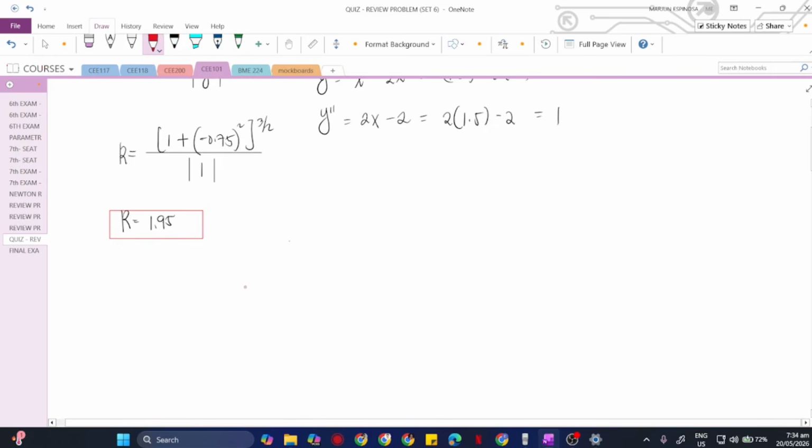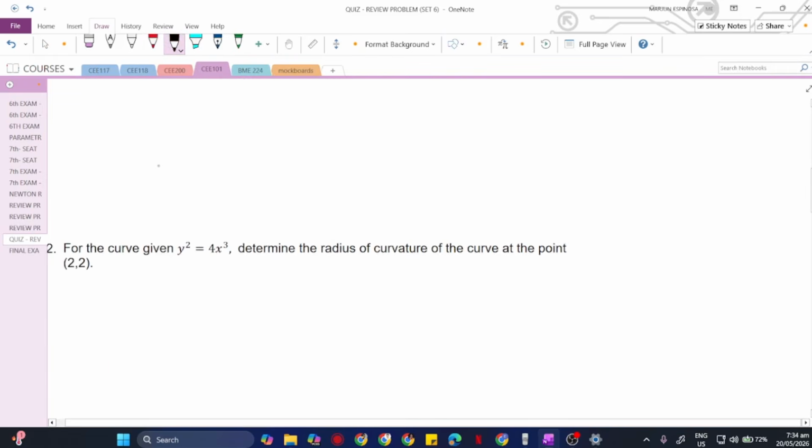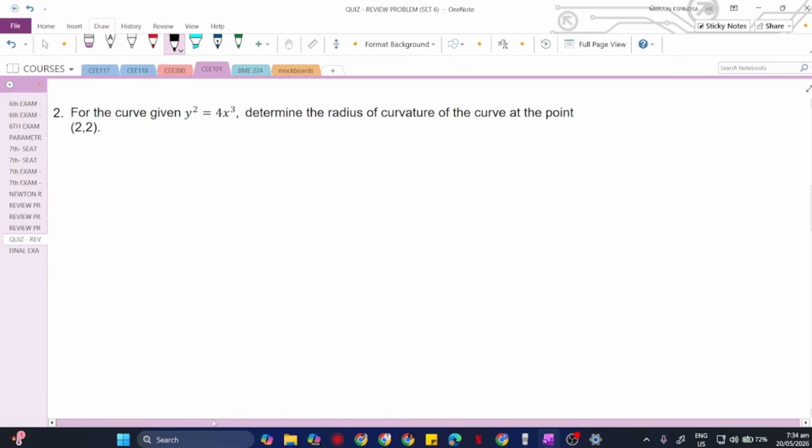So for our next problem, for the given curve, y squared equivalent to 4x cubed, determine the radius of curvature of the curve at the point 2, 2. We still need to find the radius of curvature, so plug in the formula again. The radius of curvature is equivalent to 1 plus the first derivative of y squared, raised to the power of 3 halves, over the absolute value of our second derivative.